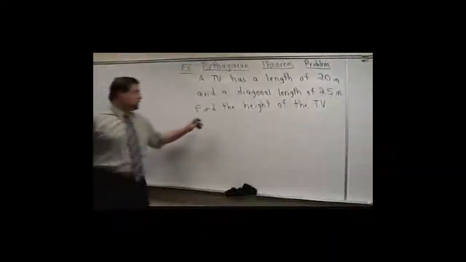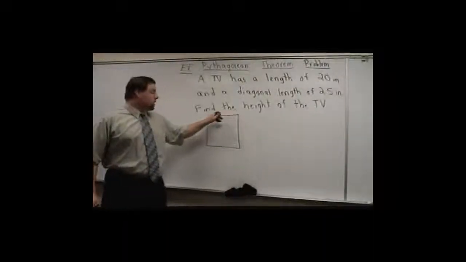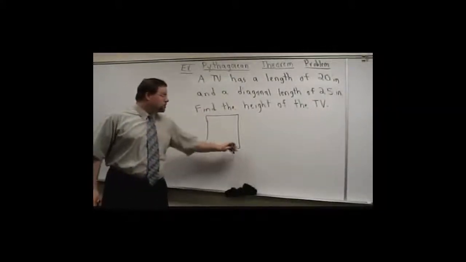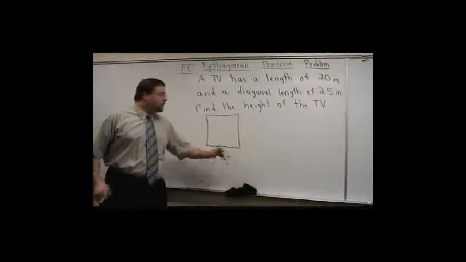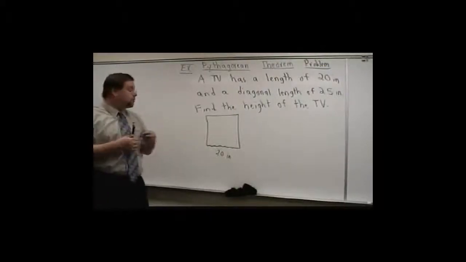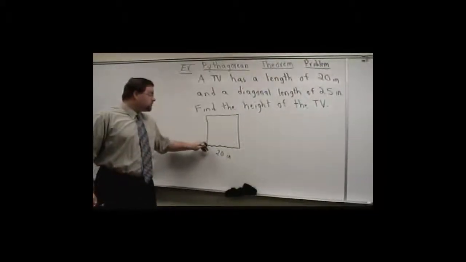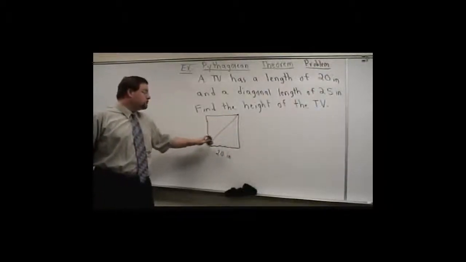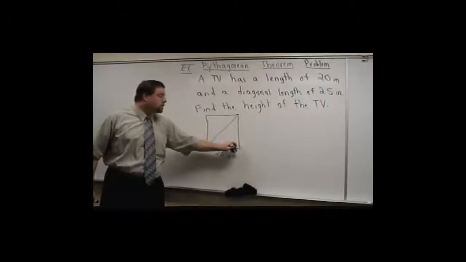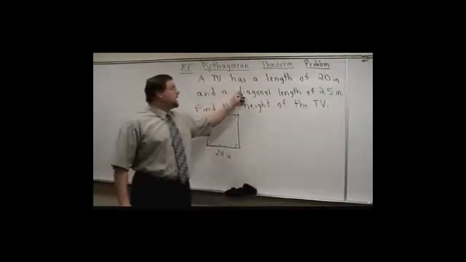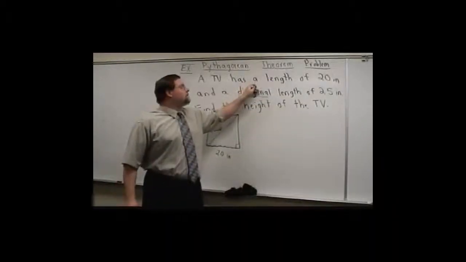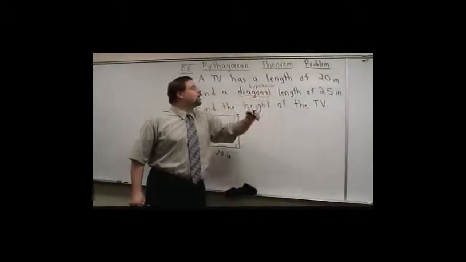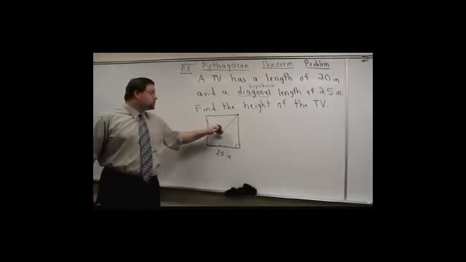So obviously a TV is a rectangular shape. And it says the length, which is this part, is 20 inches. The diagonal is just a fancy word for the line segment that goes from this vertex to this vertex in the middle, cutting the rectangle in half. So this is really the hypotenuse of this right triangle. Whenever they use the word diagonal, it's really the hypotenuse of the right triangle if it's a rectangle. And that's 25 inches.